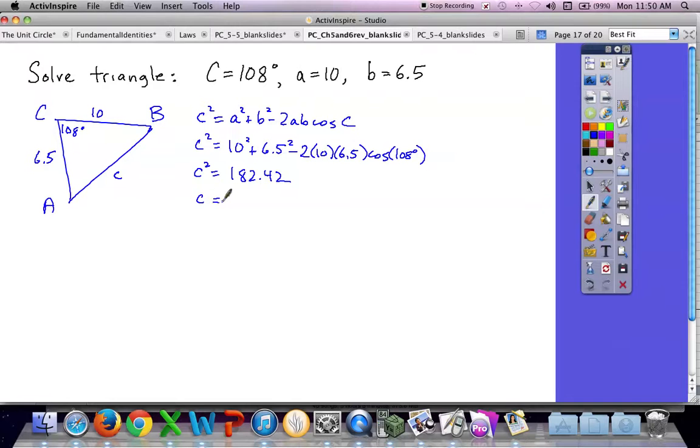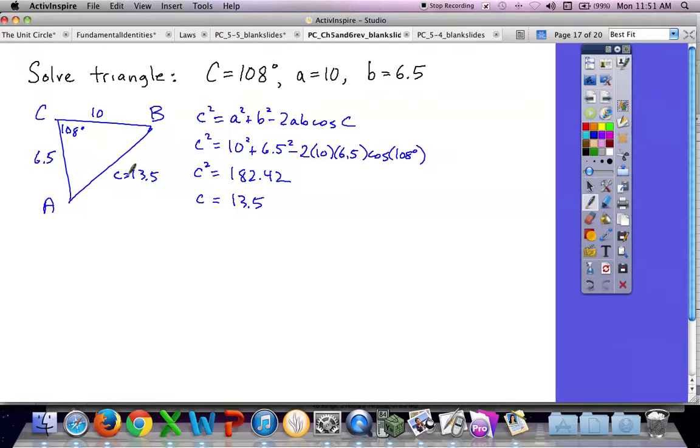Take the square root. 13.5. Okay, so now we know the third side. We need to find either angle A or angle B. We're definitely going to have to use the fact that we know angle C and side C, because that has to be on, well, actually, no.